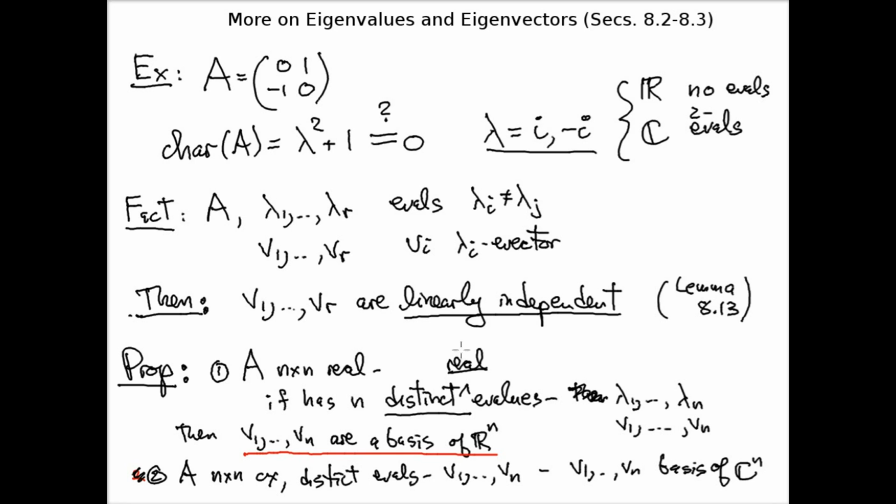So these two statements are essentially the same, with the crucial addition of this word real. If you have a real matrix, it could have n distinct eigenvalues. If some of them are complex, then you lose. But if it has n distinct real eigenvalues, then you can get a basis of Rn this way. And similarly, if you have an n by n complex matrix, it just has to have distinct eigenvalues. It doesn't matter where they are. As long as it has n distinct eigenvalues, you can take the corresponding eigenvectors and get a basis of Cn.